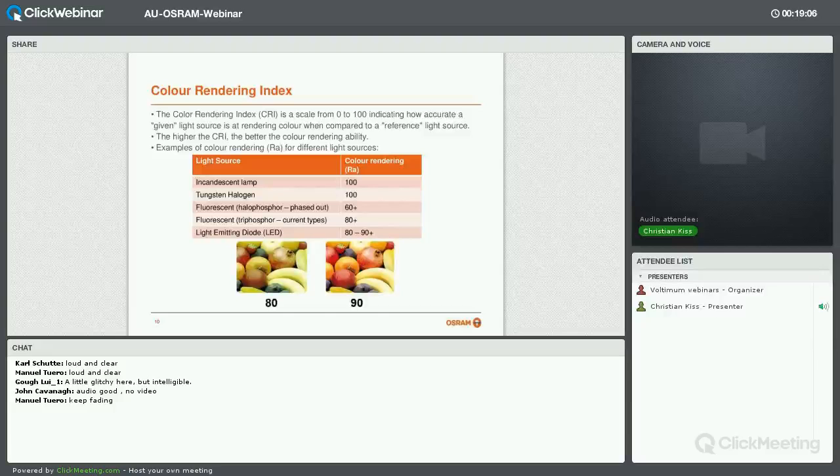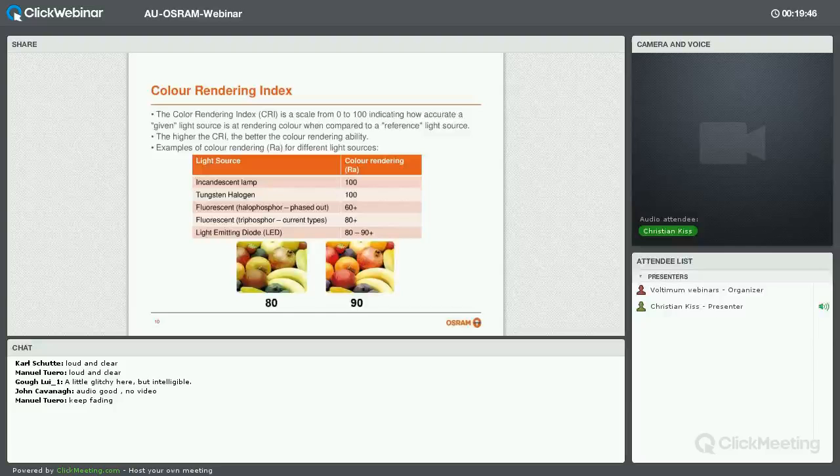Color rendering index is another lighting term. On top of color temperature, the color rendering index is almost a percentage scale of how well a light source can reflect the different parts of the color spectrum on average. So it's an average scale. An incandescent lamp was, and still is in the current standard, the reference light source, so it has a color rendering index of 100.